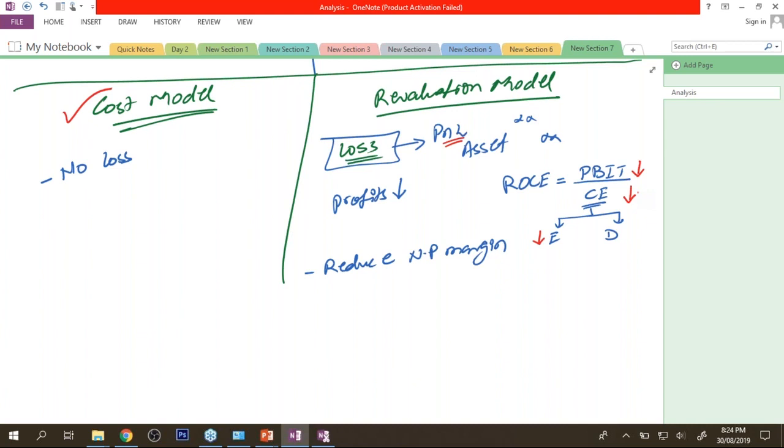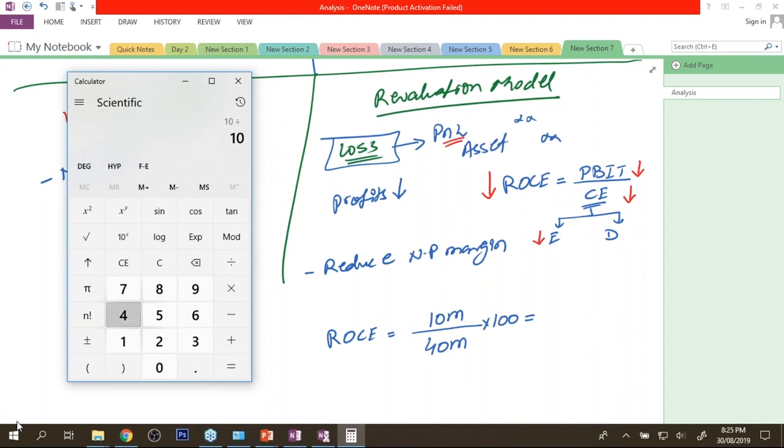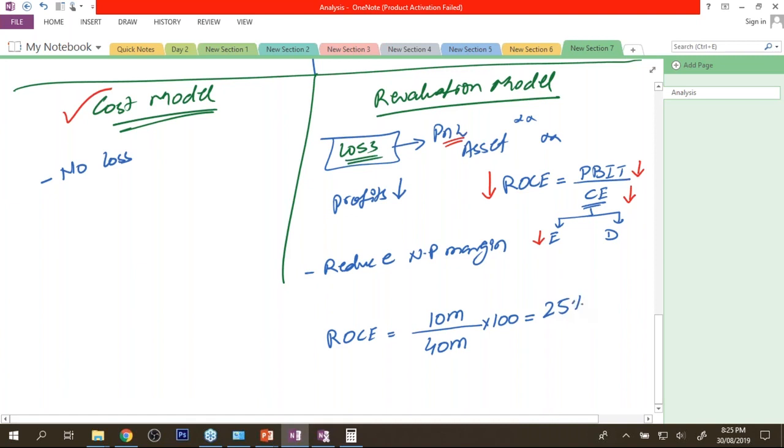Okay. Basically, this is actually going to decrease the ROCE. The return on capital employed will be decreased. Why? Let me show you. Let's suppose that our ROCE was profit before tax of 10 million divided by, let's say, capital employed of 40 million. So if you use a calculator, it will be 10 million divided by 40 million. The ROCE was 25%.